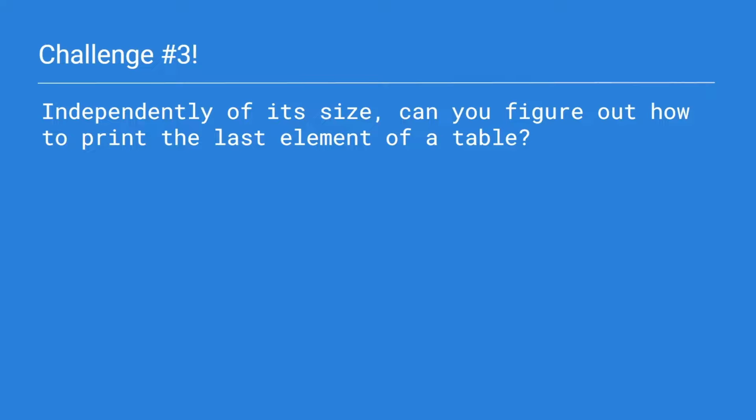Here's a third challenge tied to tables and lists. Can you figure out, independently of a table's size, how to print the last element of a table? For example, if I have a table that contains 4 elements, what would be the instruction to print out the 4th element of that table? The instruction should be the same regardless of the size of the table. Let's pause the video now and try to figure out the solution to this problem.